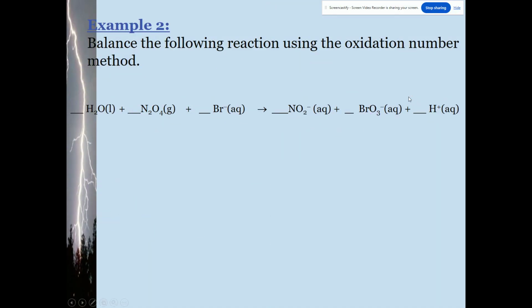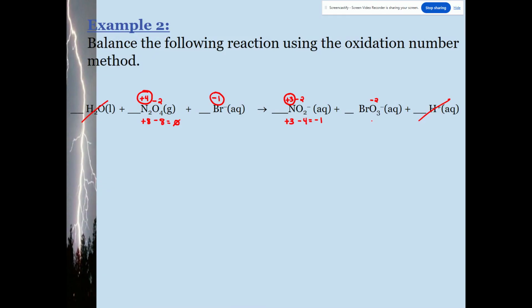So in my next example, again, I'm going to start by omitting the water and the hydrogen. I'm going to assign oxidation numbers, -8 from the oxygens. This compound adds up to 0, so I need +8. There's 2 nitrogens here, so each nitrogen would be +4. Here I have a simple ion, bromide, so it is just its ion charge. Here I have NO2 -1, so this adds to -1, so the nitrogen here is +3.